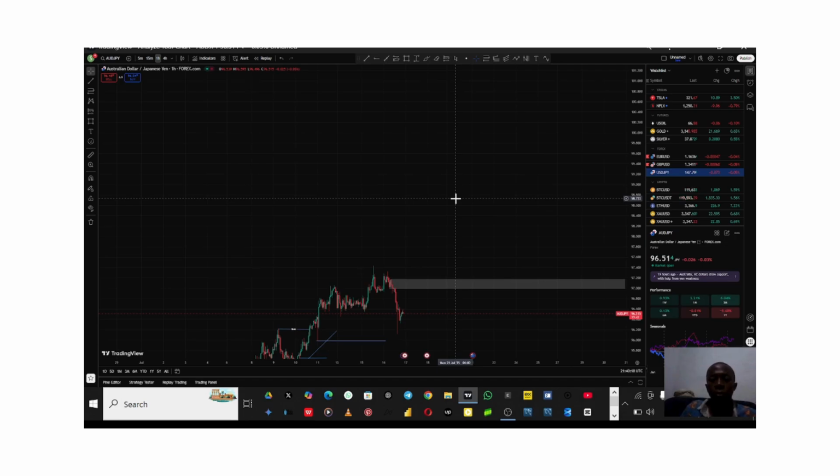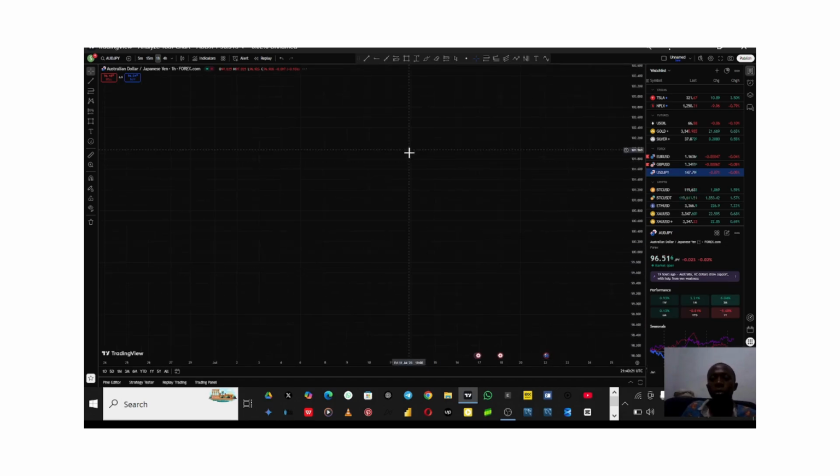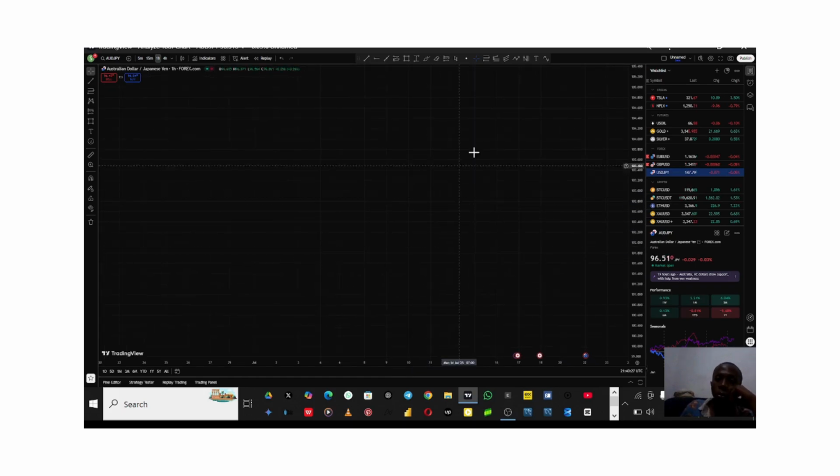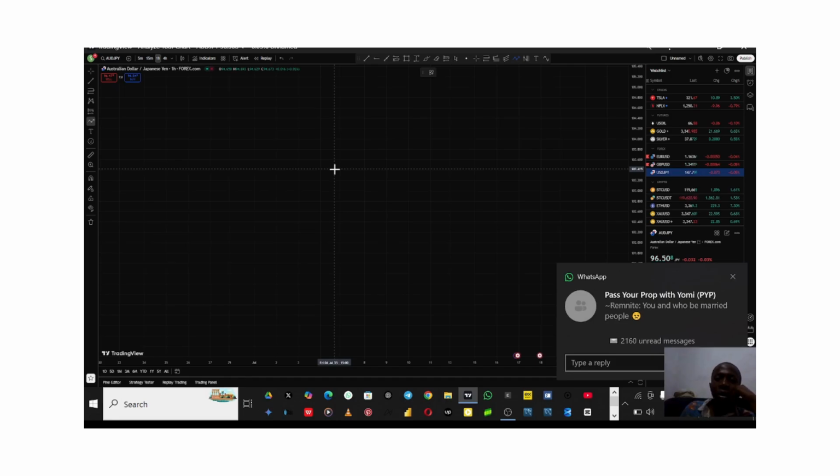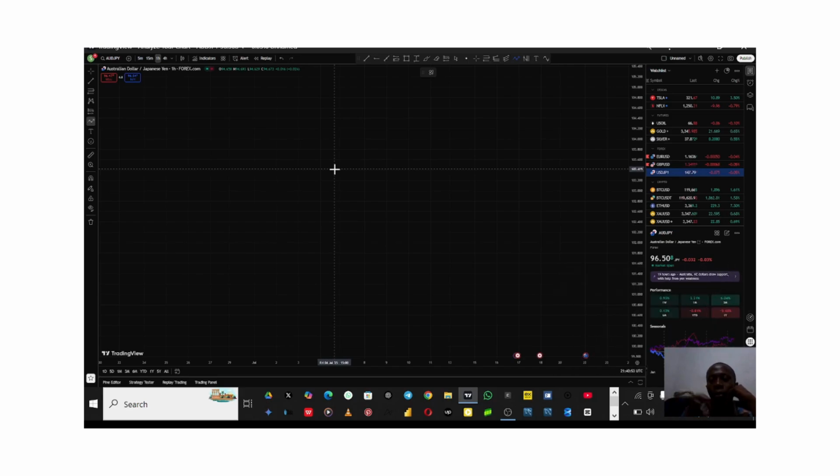Let's use some drawing before we go into the chart. What are the first things to know before we can get a valid order block? The first thing: there must be an FVG, an imbalance. The market must print an FVG or imbalance, the fair value gap. The market must print it before you can identify a valid order block.